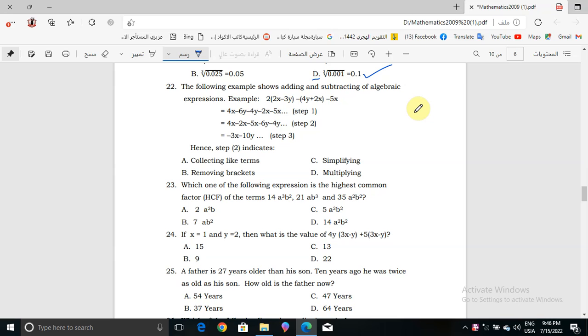Okay, in question number 23, which one of the following expressions is the highest common factor, HCF, of the terms 14a cubed b squared, 21a times b cubed, and 35a squared b squared? So here it will be 7 and 2. And here we have 7 and 3. And here 7 and 5. So that means the common factor is 7, so that means it will be choice B, 7 times a times b squared.